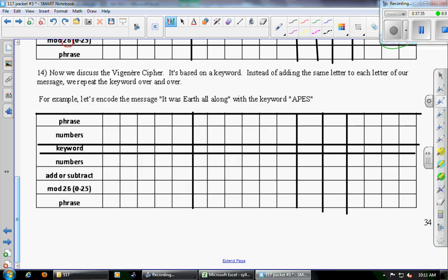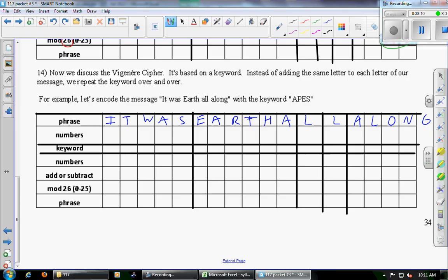So here's the idea. It's number 14. We're going to Gary. Right. I don't know how to say it. Visionnaire is what I say. How would you discuss the Vigenere? Based on the keyword, instead of having the same letter, very dramatic reading. Thank you, Gary. It's good.